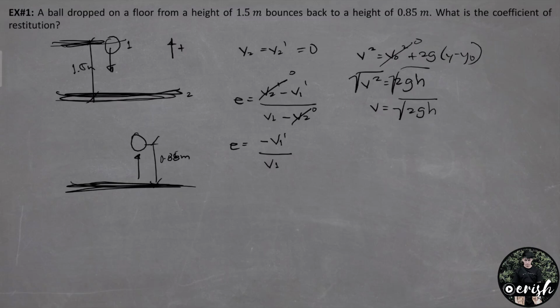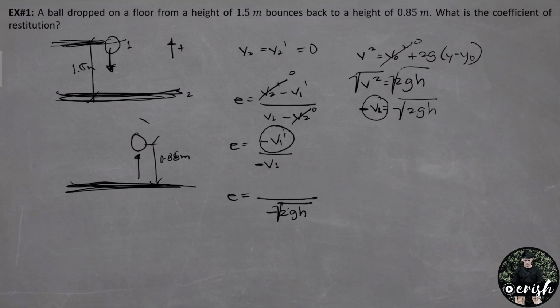Take note, yung velocity natin before the collision, ilagay na lang natin as V1. Since yung ball lang ang pinag-uusapan natin, pababa siya, so this is negative. So ilagay na natin dito as negative square root of 2 times gravity times the initial height.